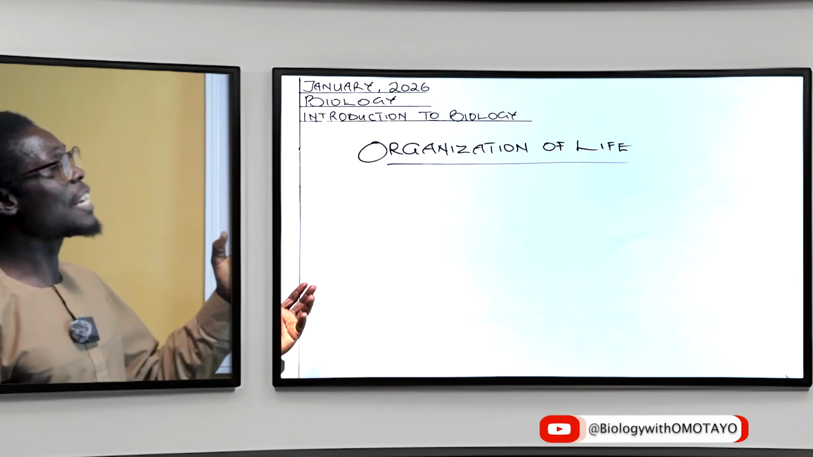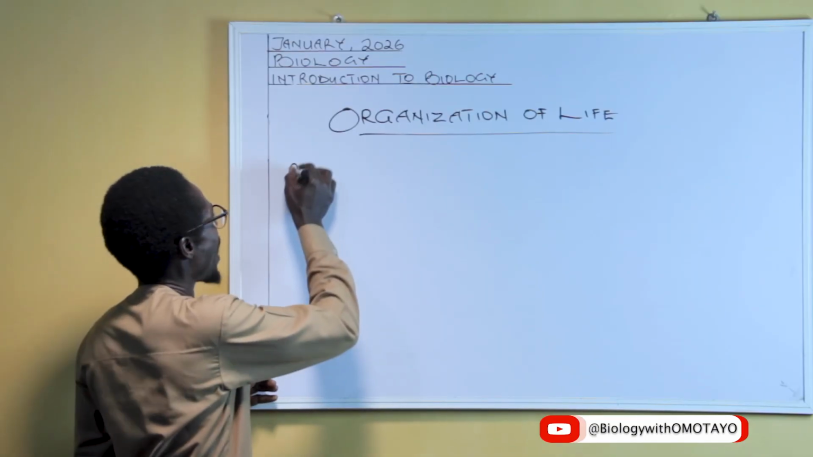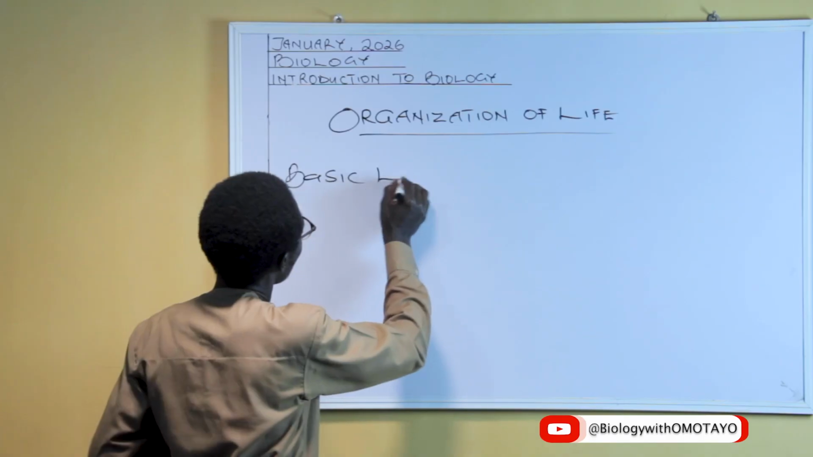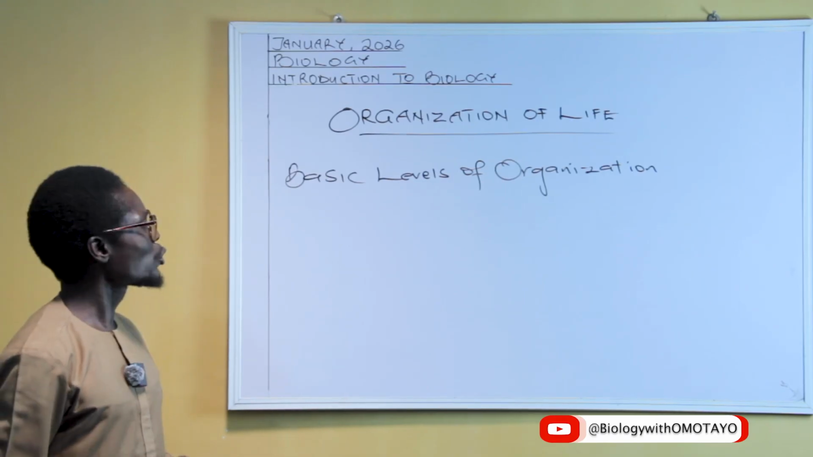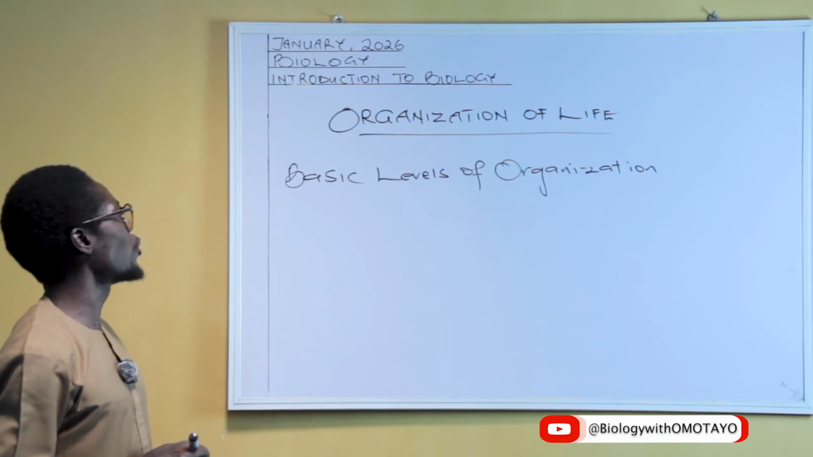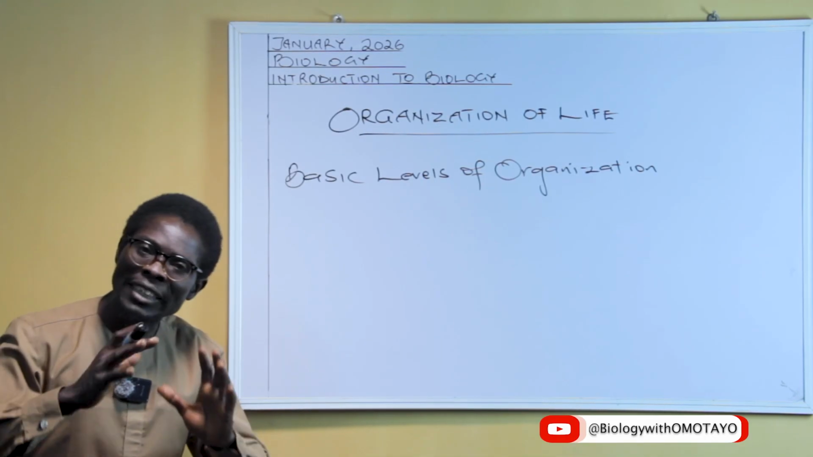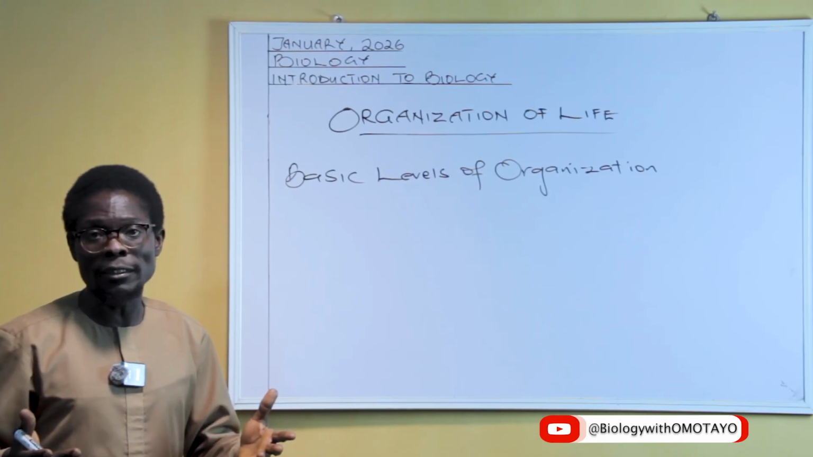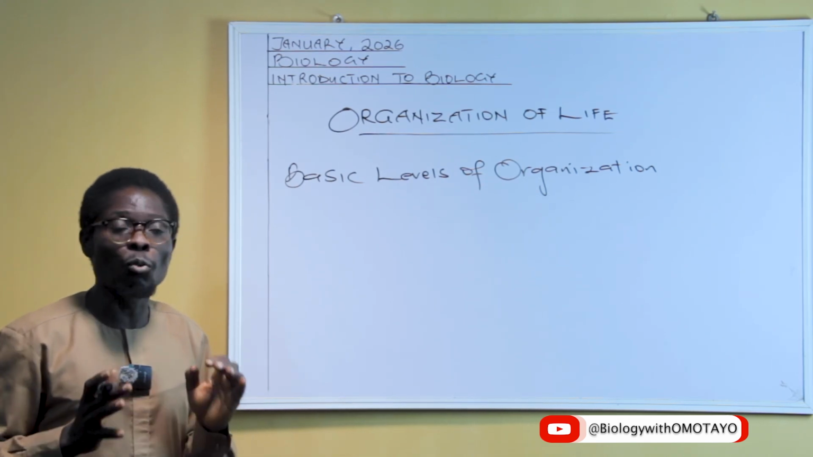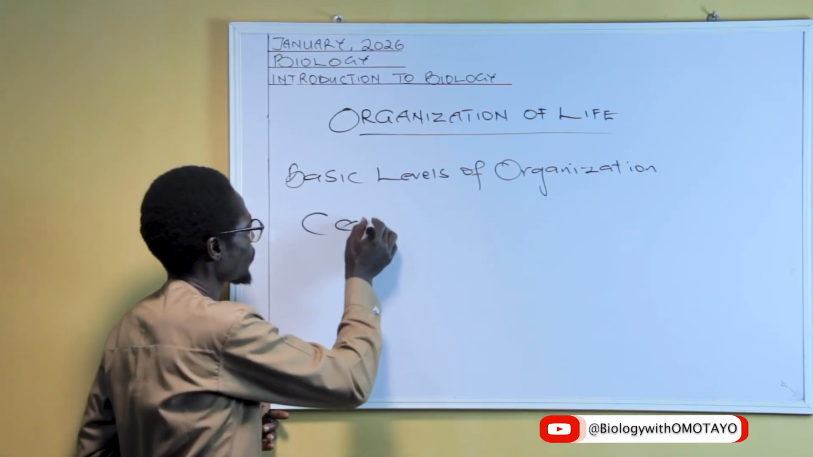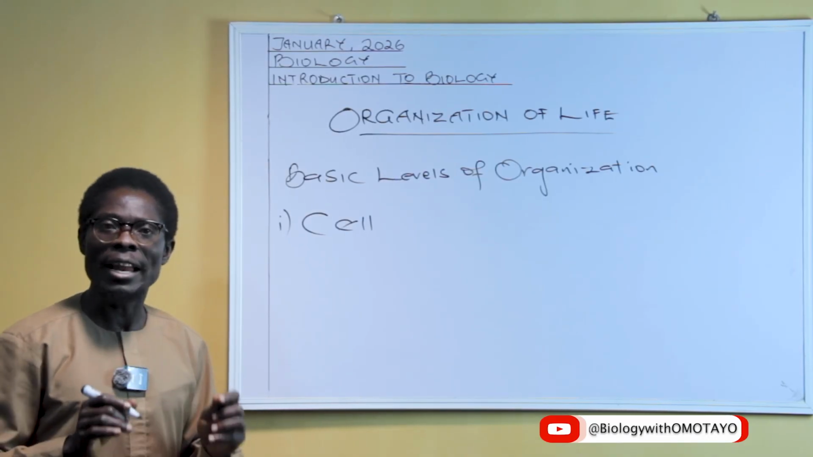Now, under organization of life, we have basic levels of organization. To start with, the organization of biological molecules like protein, carbohydrates, water, and so on is what results in what we call a cell. And that is the first basic level of organization, the cellular level.